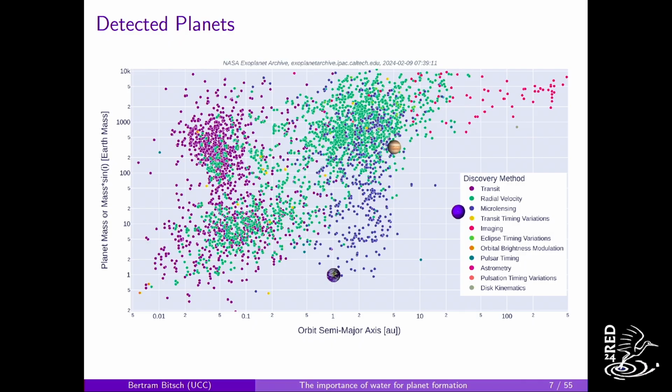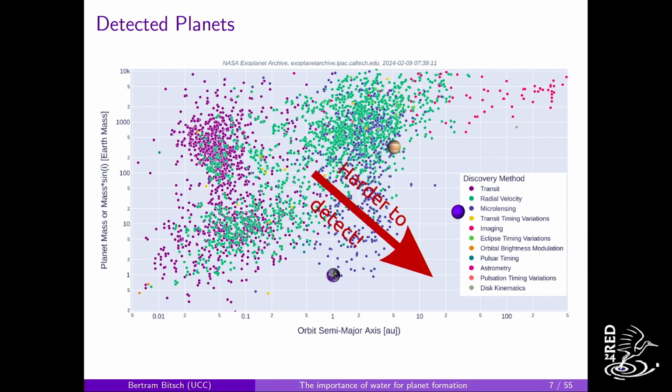Down here, this group of planets, they have a few times the mass of the Earth, or similar-ish, or a bit less than the mass of Neptune. So these are the planets that are called super-Earths or sub-Neptunes, depending on their composition. We'll come to that in a second.